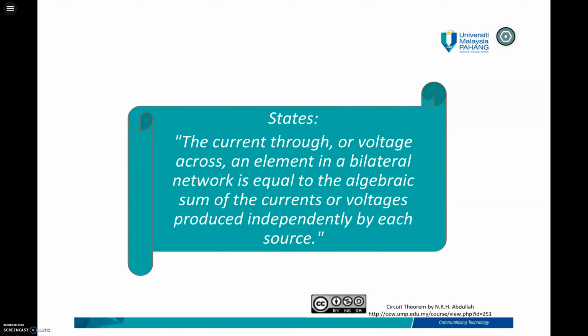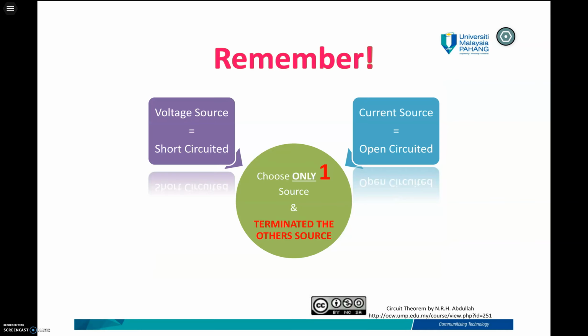Superposition states that the current through or voltage across an element in a bilateral network is equal to the algebraic sum of the currents or voltages produced independently by each source. It means that if you have more than two sources, you have to choose only one source and then terminate the other sources.